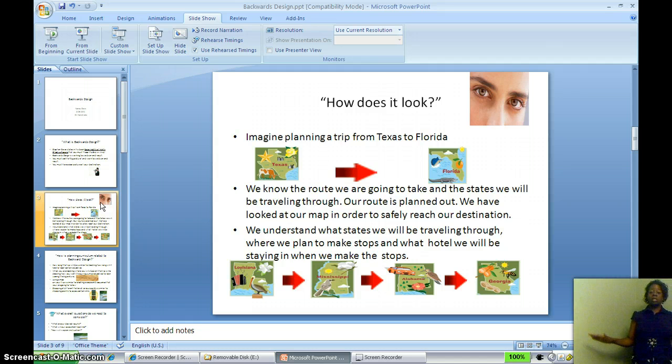We know the route that we're going to take because we've looked at it on a map. We have our trip planned out, our route is planned out. We know what major interstates we're going to be on. We know what state highways we're going to get on. So we've looked at our map and understand what our destination is going to be and how to reach our destination. We understand what states we're going to be traveling through and where we plan to make stops and what hotels we will be staying in as we make those stops. So as we keep traveling on through backwards design, I want you to continue to have that picture of traveling from Texas to Florida in your mind.